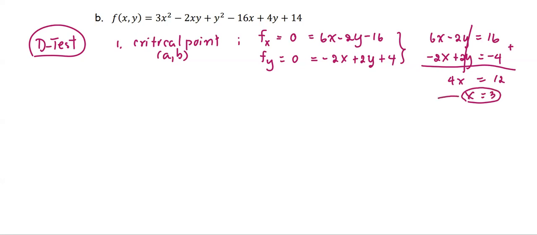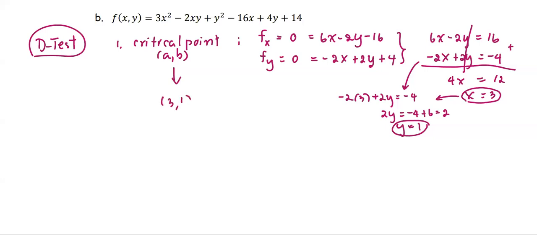We're going to look for the y value that satisfies both equations. I'm going to pick the second one. So negative 2 times x, which is 3, plus 2y equals negative 4. We got 2y equals negative 4 plus 6, which is positive 2. Therefore, y equals 1. We got the critical point (3, 1).